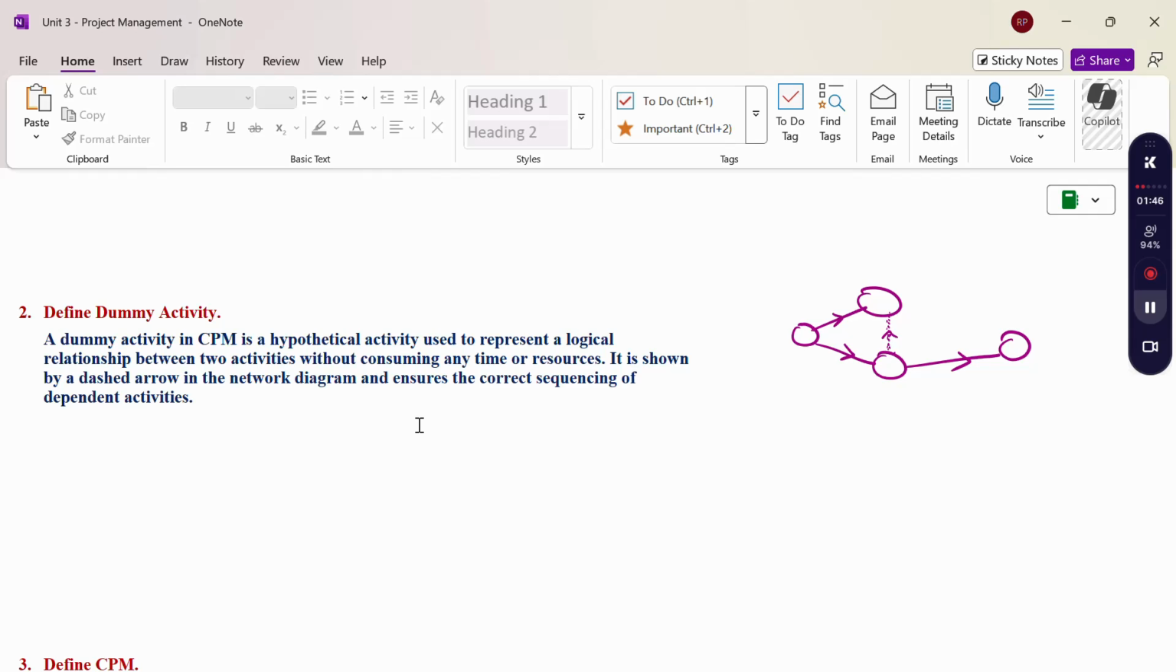So a dummy activity in CPM is a hypothetical activity used to represent a logical relationship between two activities without consuming any time or resource. It is shown by a dashed arrow in the network diagram and ensures the correct sequencing of dependent activities.